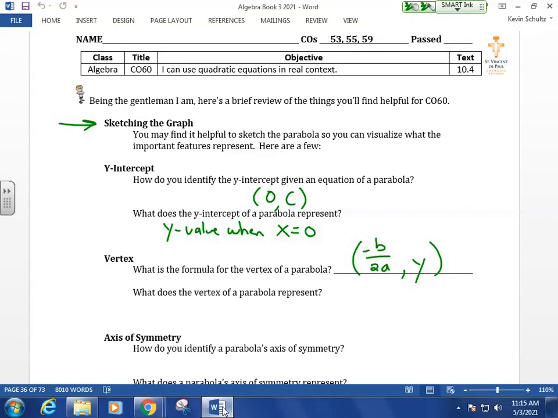Okay, and what does the vertex of a parabola represent? Highest or lowest point. That's the minimum or maximum. Okay, highest or lowest point. Questions so far? We good? I'm going to erase his notes, so if you need them, write quickly. Anybody? Okay.